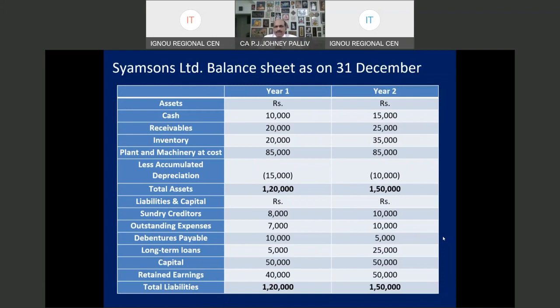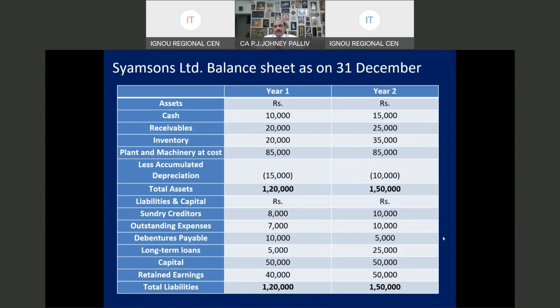Therefore, if you look at the balance sheet, plant and machinery original cost is 85,000. Accumulated depreciation, 15,000. What do you mean by accumulated depreciation? Accumulated depreciation means the depreciation for the period of purchase till today. That means the date of purchase up to this balance sheet date is the accumulated depreciation. It is not the depreciation for that year. It is the depreciation up to that year accumulated. Therefore, the 85,000 is the plant and machinery original cost, and accumulated depreciation is 15,000.